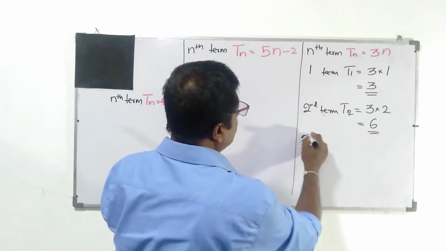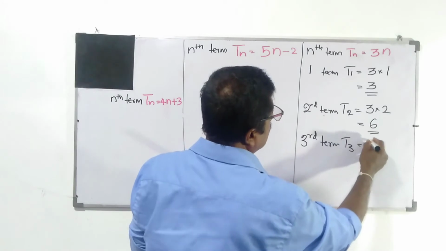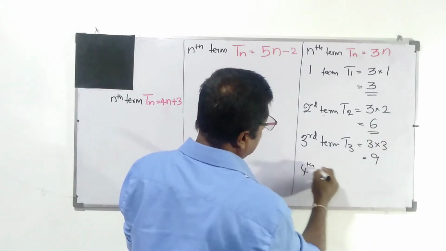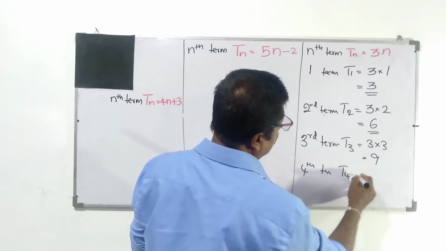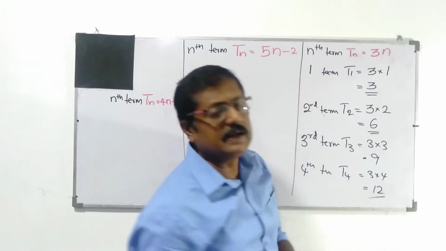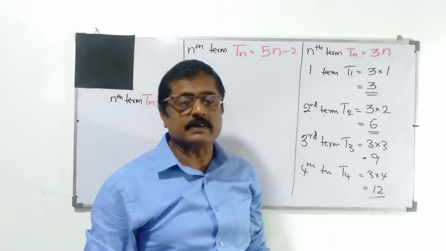Third term, T3. 3 multiplied by 3 equals 9. Fourth term, T4 equals 3 multiplied by 4 equals 12. Like this we can write any number of terms in the progression, in the pattern.